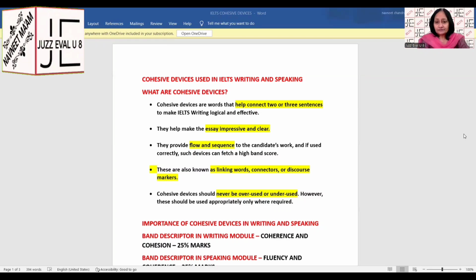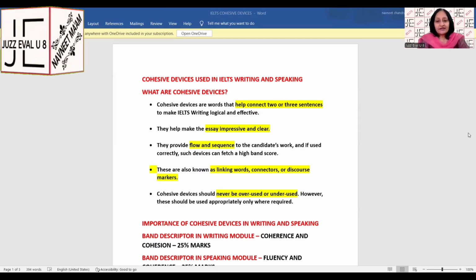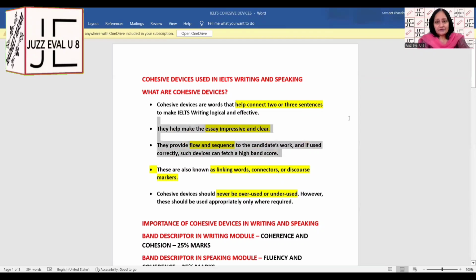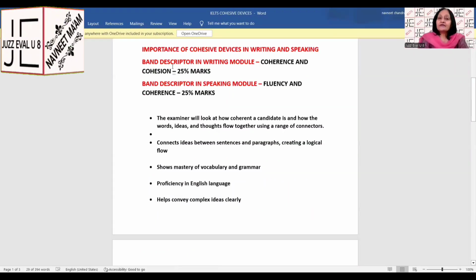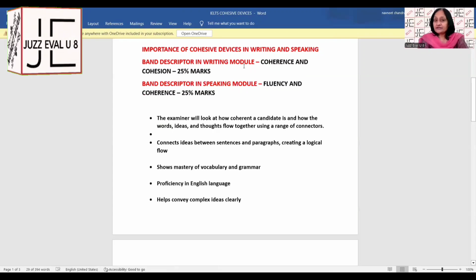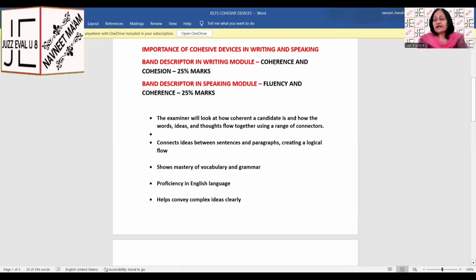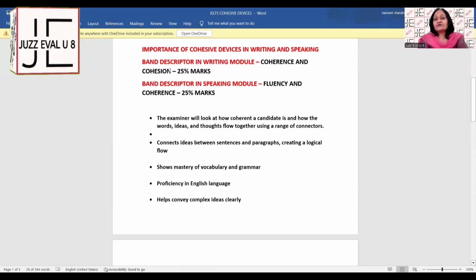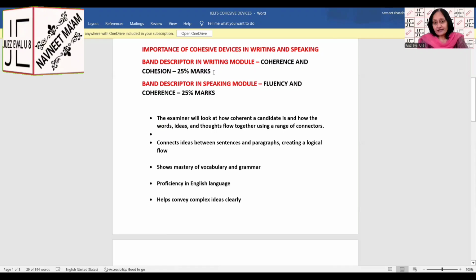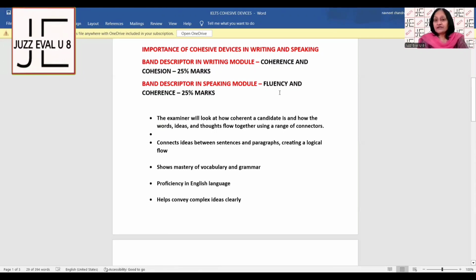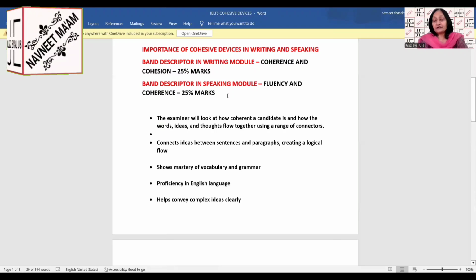Next, we move on to the importance of cohesive devices in writing and speaking. Why do we need to use cohesive devices? There are a total of 4 band descriptors in writing as well as speaking. One of the band descriptors in writing is coherence and cohesion, and it holds 25% of the marks. Whereas in speaking, it is fluency and coherence, and again, it holds 25% of the marks.